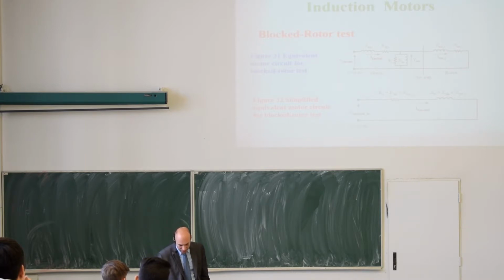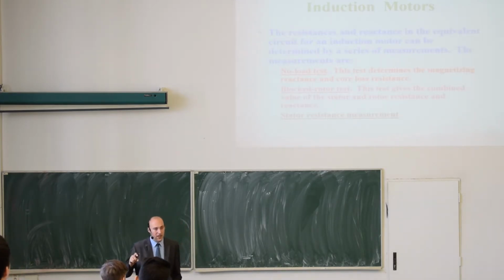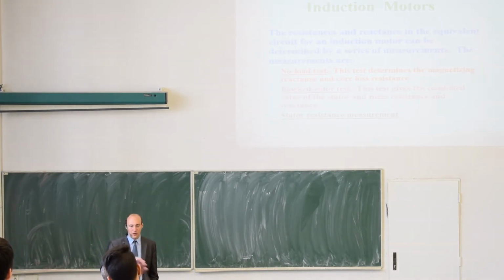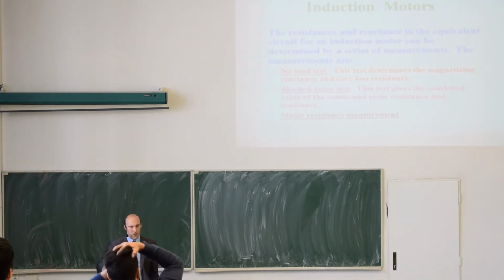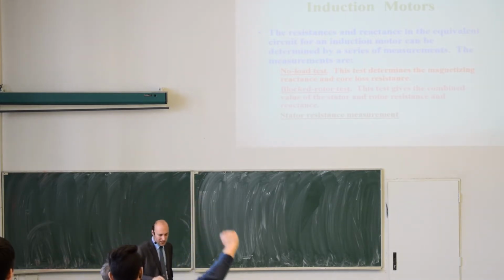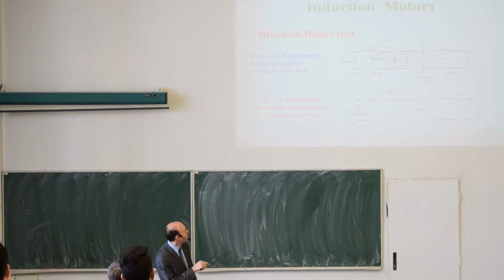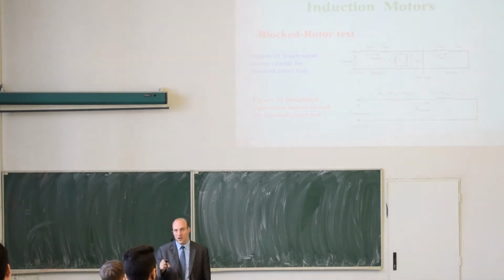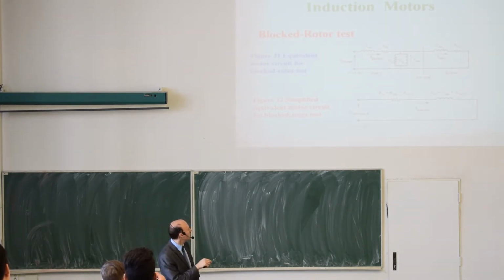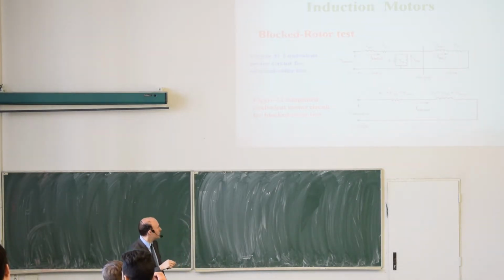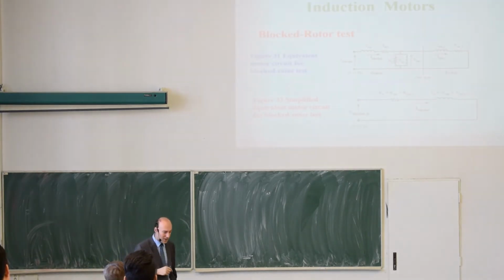We can do a third measurement. We can measure separately the stator resistance. So if you take an ohmmeter, you measure the stator resistance. This can allow you to separate those two components, rotor and stator, because in the blocked rotor test you have measured the sum, and with the ohmmeter, you are able to measure the stator resistance. So then you can calculate the rotor resistance by subtracting that.